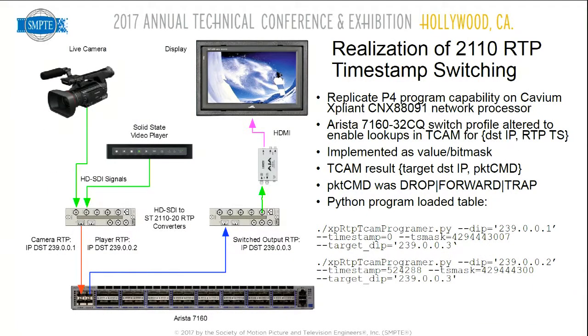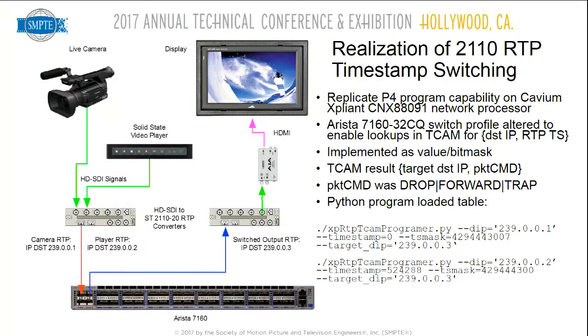SMPTE 2110-20 has a neat property that the entire frame carries the same timestamp. So we can set up an actual proof of concept. If you'd like to see this, it's running in the Arista booth out in the exhibit hall, where we have a live camera and an SSD video source. The two go into a Devion card where it's being turned into SMPTE 2110-20 RTP. The combined flows go into this Arista 7160 switch, which is a switch that has the Cavium Xpliant network controller on it. It does the time-based switching, the RTP timestamp-based switching. The output comes out, it's decoded, and you can see it on a screen.